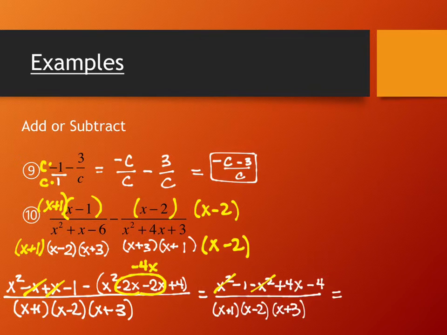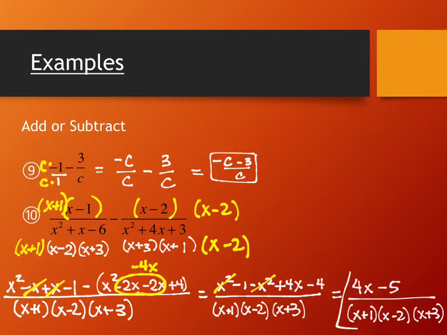So on top, I have 4x, I have negative 5, and then in the denominator I have those same 3 pieces I've had along the way: x plus 1, x minus 2, and x plus 3. Now, if I had the ability to factor the top so that it canceled with something in the bottom, I would do that. But 4x and 5 don't have anything in common, so I can't factor the top to allow it to clean up with the bottom. So at this point, I am finished with that particular addition and or subtraction problem. Subtraction, this one was subtraction.